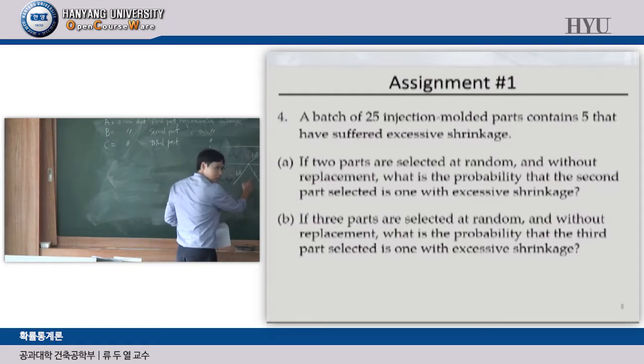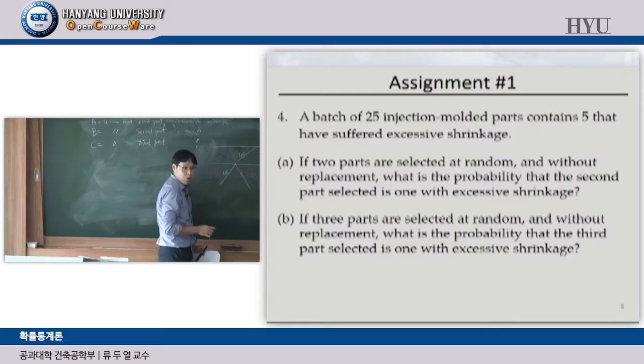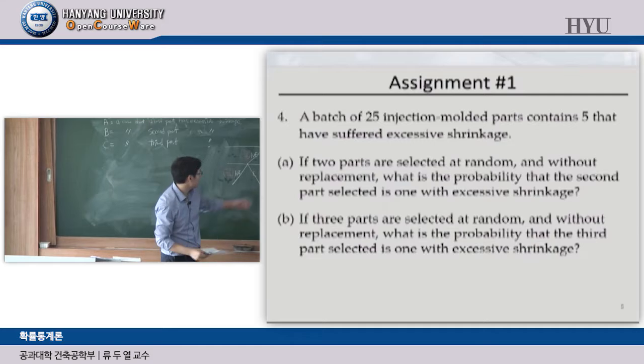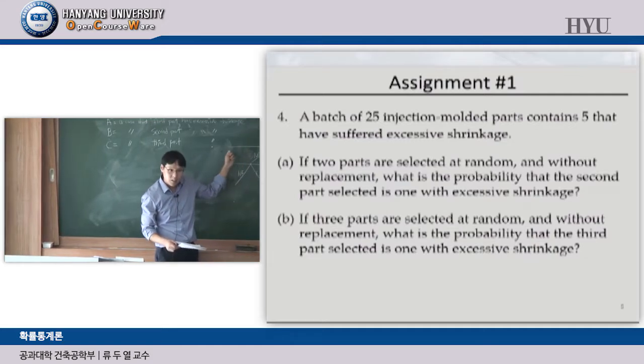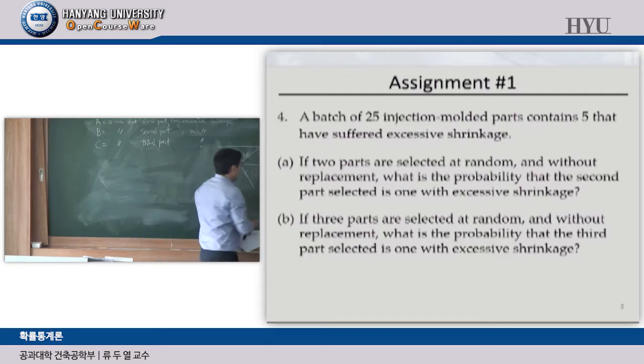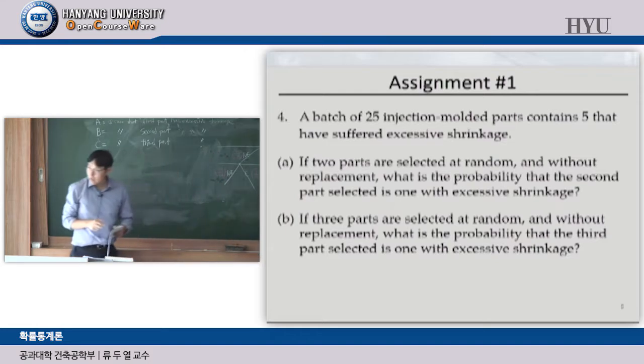So what about this case? That is 5 over 24, right? Because the part with excessive shrinkage was not selected at the first part. Okay? So, in that case, the conditional probability will be 20 over 24, right? This will be 4 over 24. Okay?